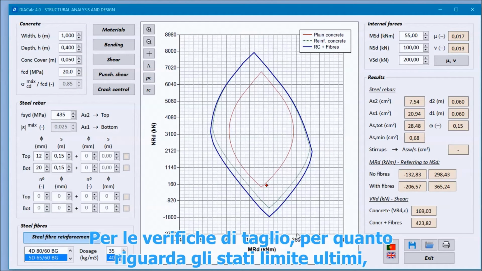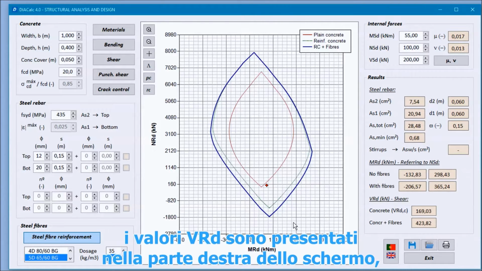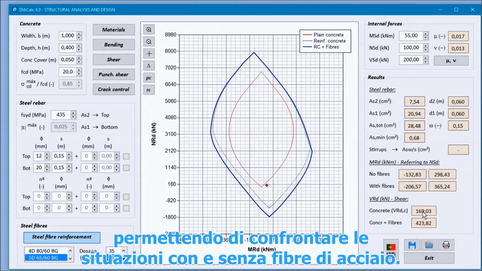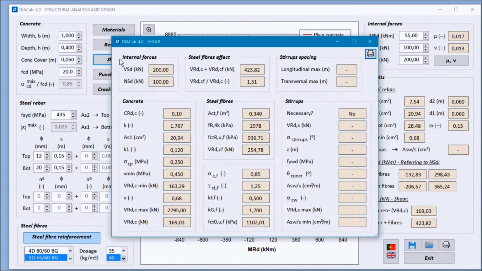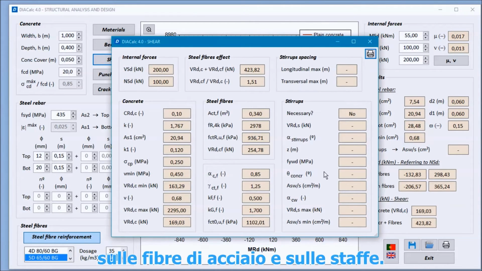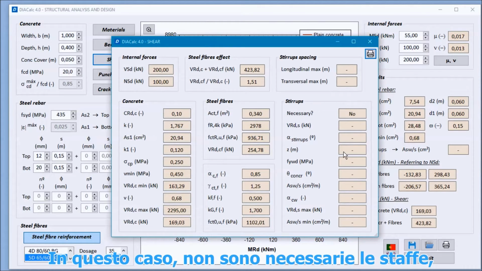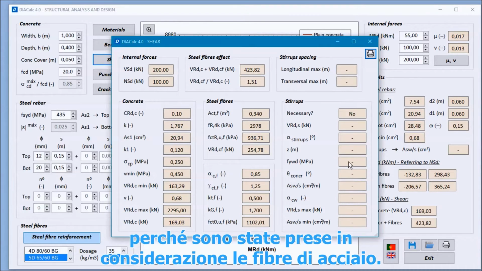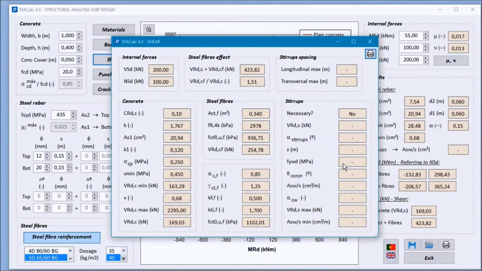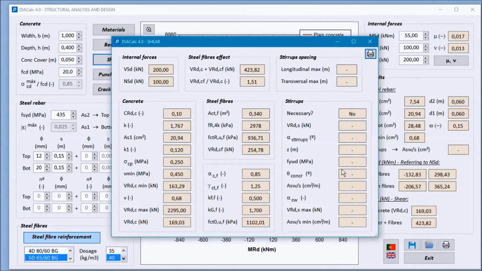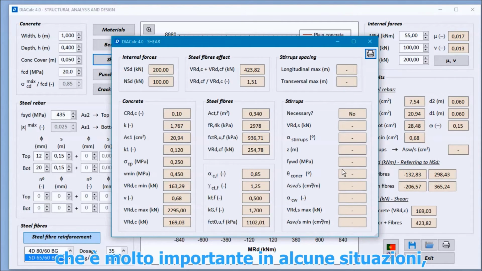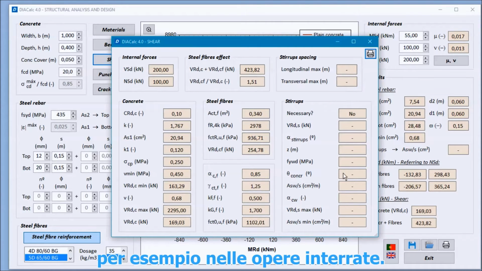For shear verifications regarding ultimate limit states, VRD values are presented at the right side of the screen, allowing to compare the situations with and without steel fibers. Intermediate parameters can be checked, providing information for concrete, steel fibers, and stirrups. In this case, no stirrups are required because steel fibers are considered. It is important to refer that shear resistance is one of the most important contributions of steel fibers. Usually, a good solution with steel fiber allows not to consider any stirrup reinforcement, which is very important for certain situations, for example, in underground works.